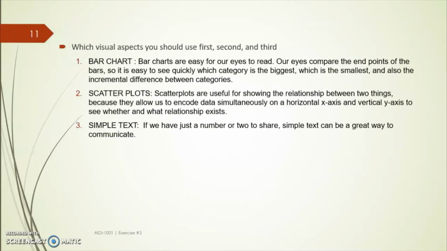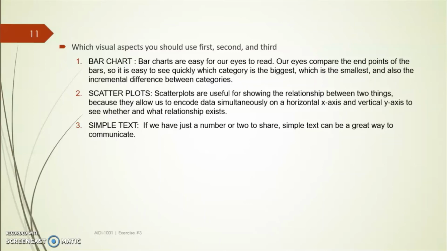Next question is: which visual aspect should you use first, second, and third? For me, I will use a bar chart first. Bar charts are easy for our eyes to read, and our eyes can compare the end points of the bars. So it is easy to see quickly which category is the biggest, which is the smallest, and also the incremental difference between the categories.